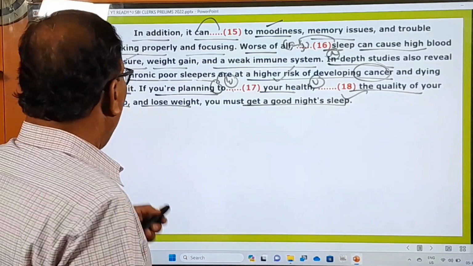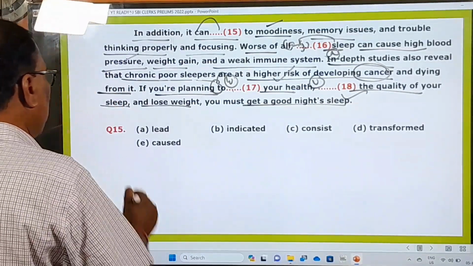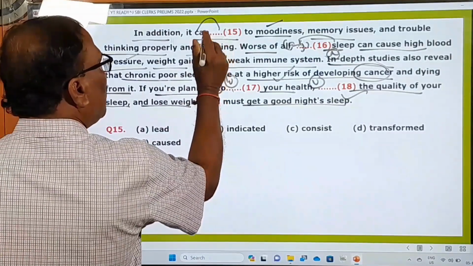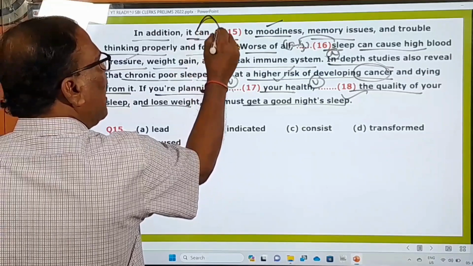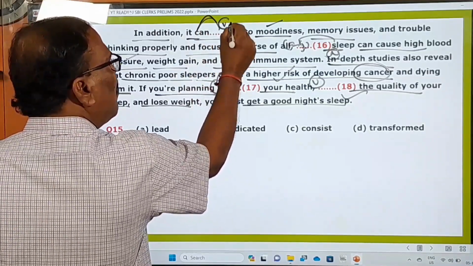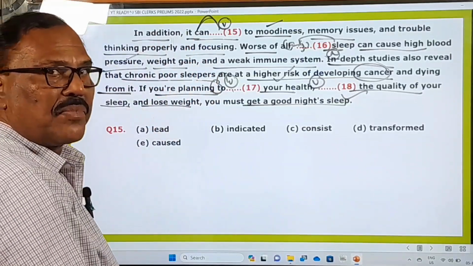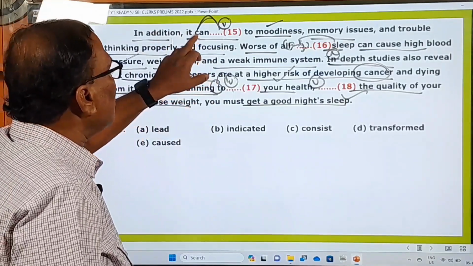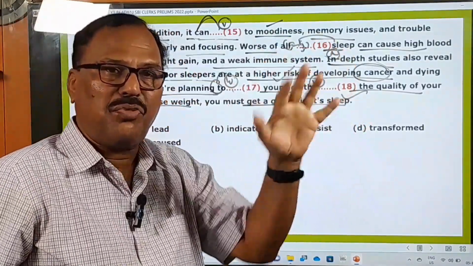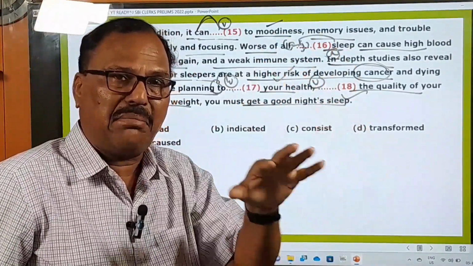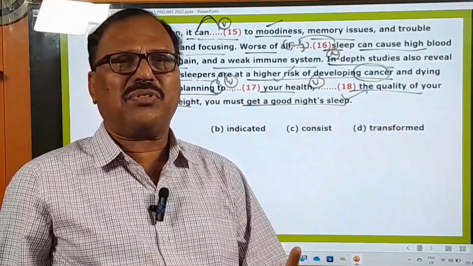Now let us see the options given here. The 15th one is there. What should be used here? Remember, can is a modal auxiliary. So after can, you must use only a base form verb. This is a signal. On seeing the signal, you have to understand can. Shall, will, should, would, can, could, may, might, must, these are all modal auxiliaries. After these modal auxiliaries, you must use a base form verb.